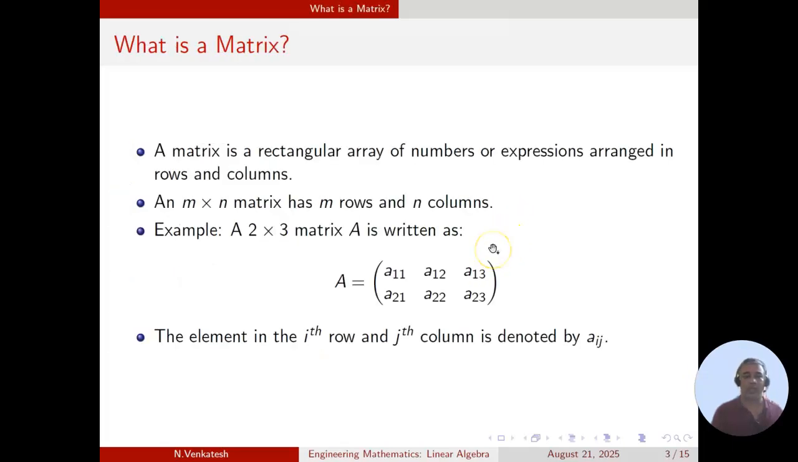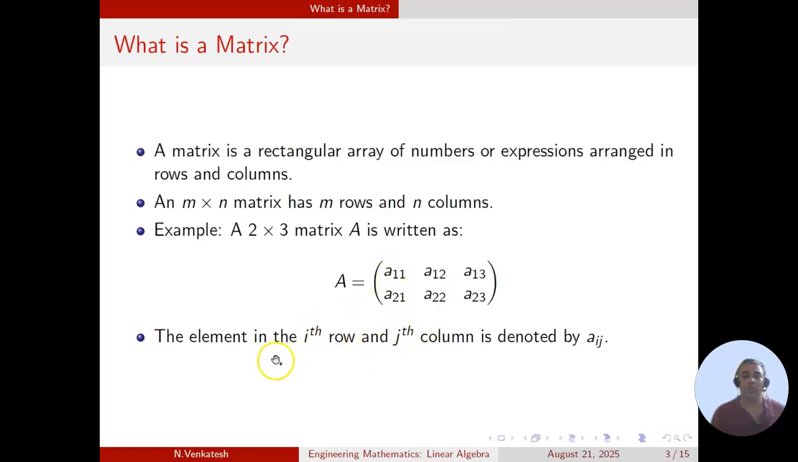So what is a matrix? A matrix is a rectangular array of numbers or expressions arranged in rows and columns. Suppose someone says the matrix is of size m by n. That means there are m rows and n columns. An example of a 2 by 3 matrix is given here, where we have 2 rows and 3 columns, and every row contains 3 elements and every column contains 2 elements.